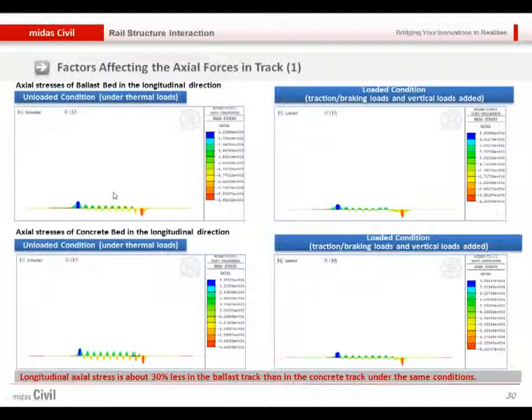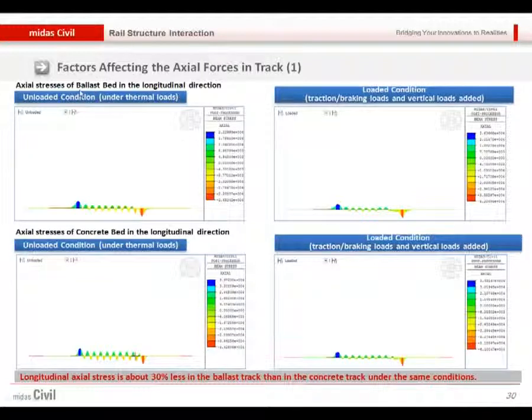So, as you know, the ballast stiffness is different under the thermal load and under the train load. And by changing this, as the ballast stiffness changes, we can see different axial stress, a very large difference will occur.